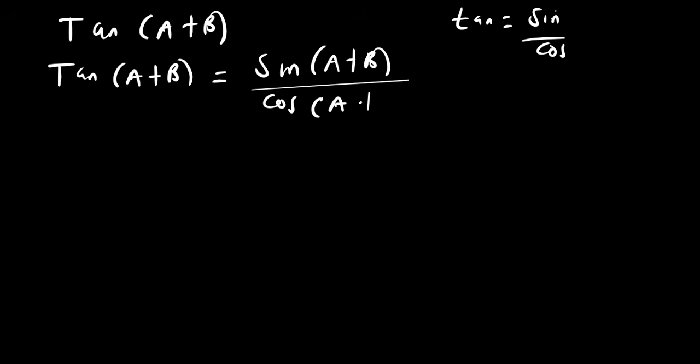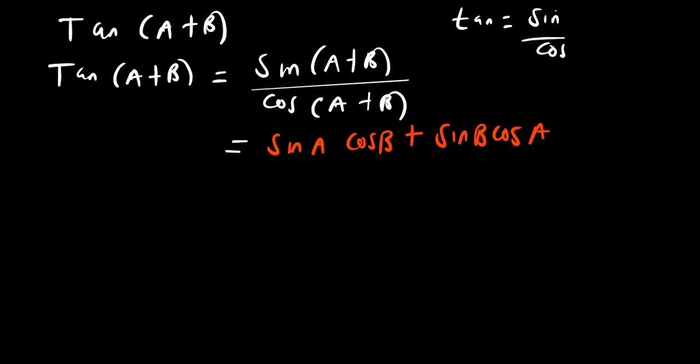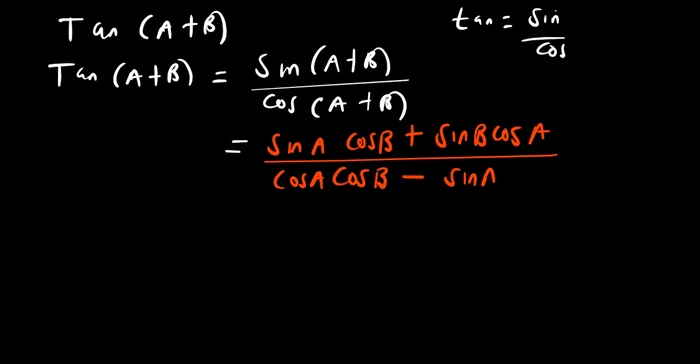Now we know what sine A plus B is. We've talked about it in terms of sine. Sine A plus B is just the same as sine A cos B plus sine B cos A. This is going to be divided by cos A plus B, which is cos A cos B. The symbol changes, we have the minus, sin A sin B.